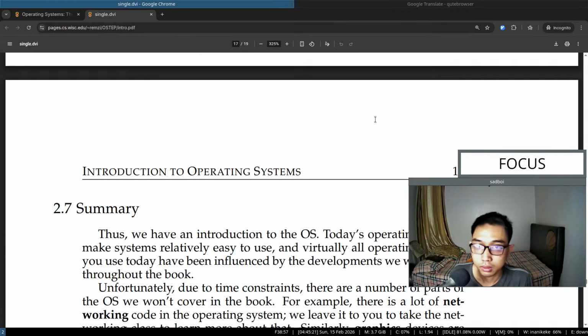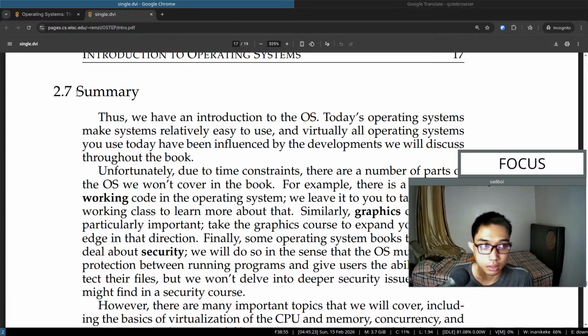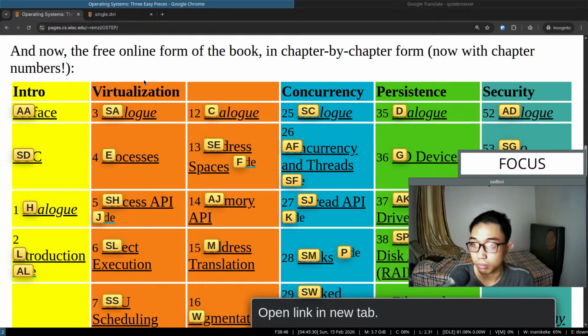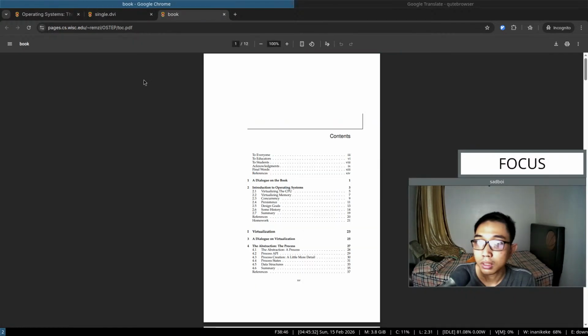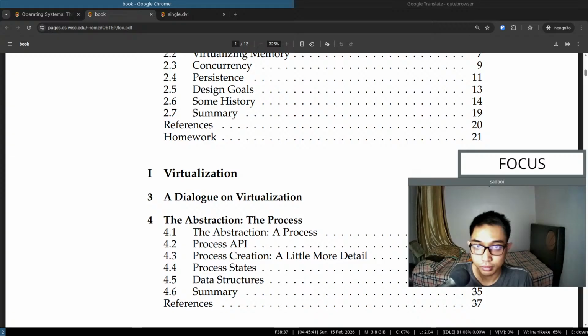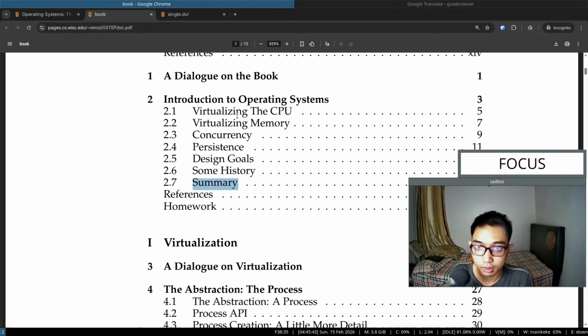Alright, let's read the summary. Wait, I kind of forgot to bring out the table of contents. Okay, we're currently in the summary.